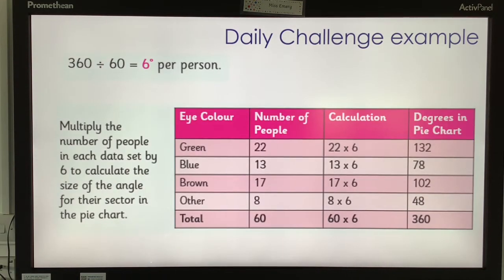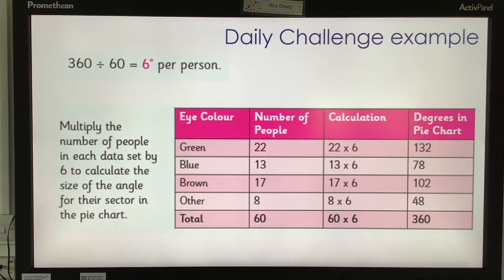Now we know that we have 6 degrees for each person, we can find out how many degrees for each colour of eye. We multiply the number of people in each data set, so each colour, by 6 to calculate the size of the angle for that sector. So we would do 22 people times 6 degrees gives us 132 degrees in the pie chart. 13 people times 6 degrees gives us 78 degrees in the pie chart, etc.